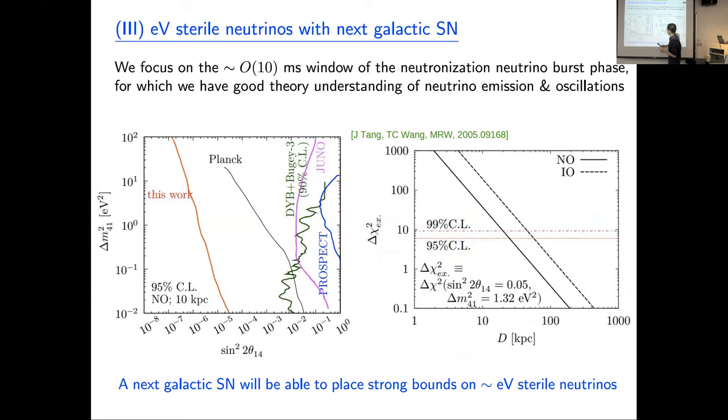This is shown on the left-hand side, for example, where the red line is the limit. Everything on the right-hand side can be excluded by supernova neutrino detection if the next galactic supernova happens. The right-hand side just shows you the sensitivity. The bottom line is that for any supernova that happens within our Milky Way, out to a few tens of kiloparsec, you will be able to confidently rule out a sterile neutrino sitting in this parameter range.